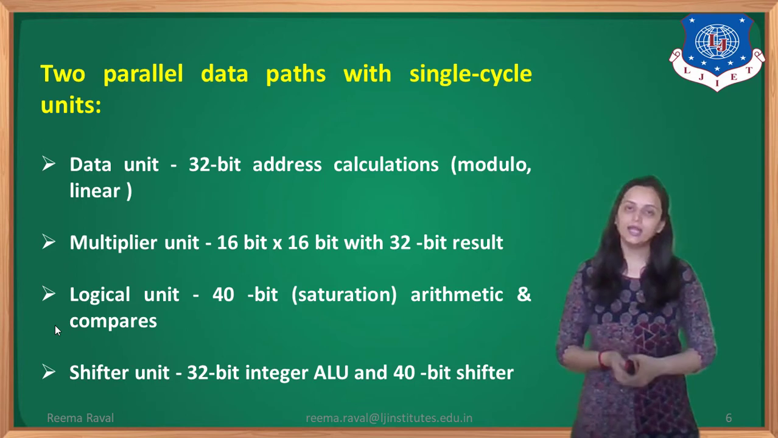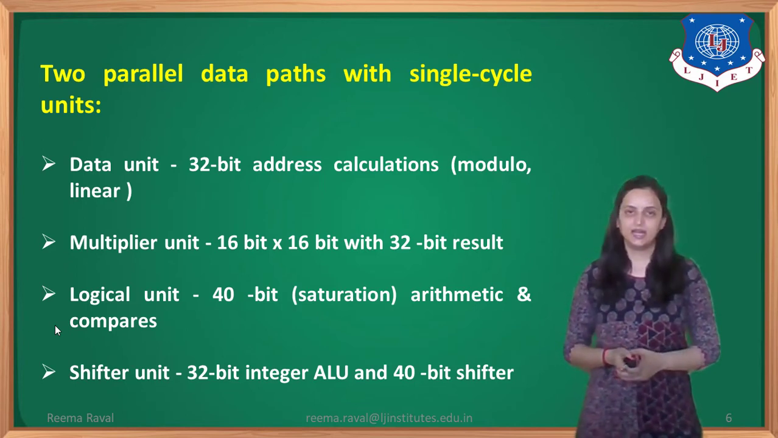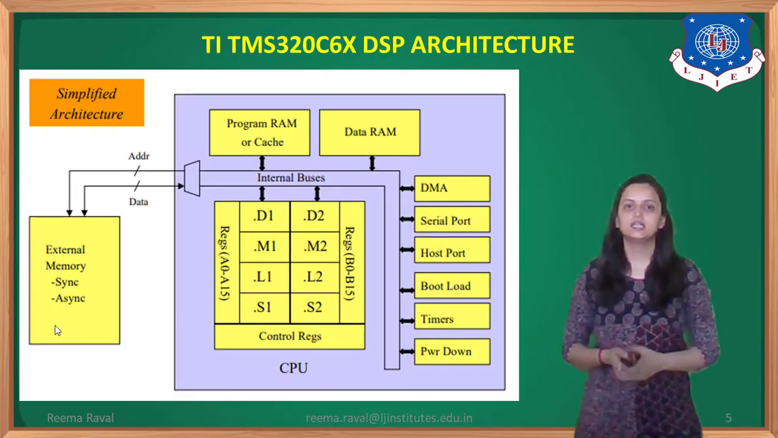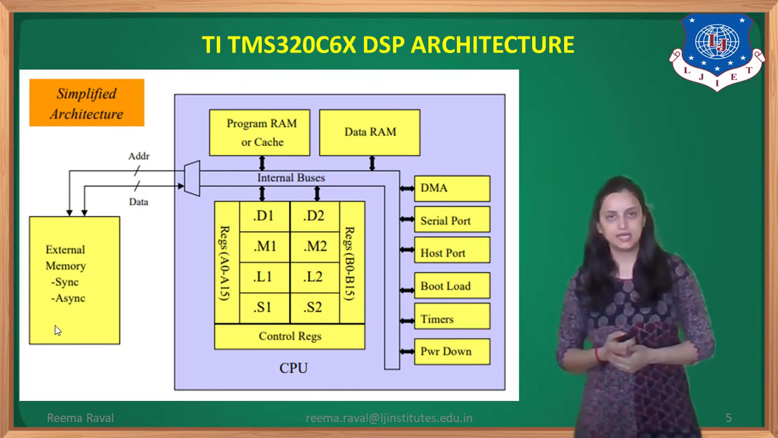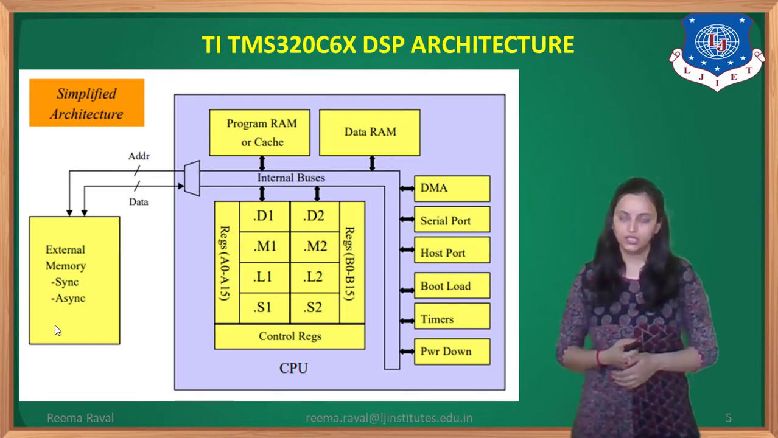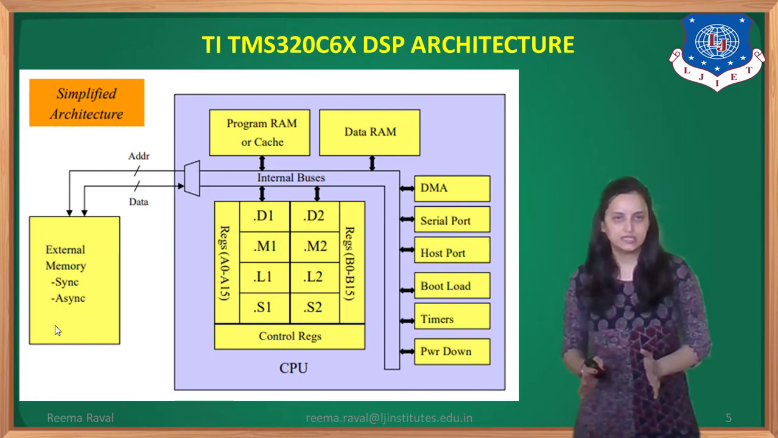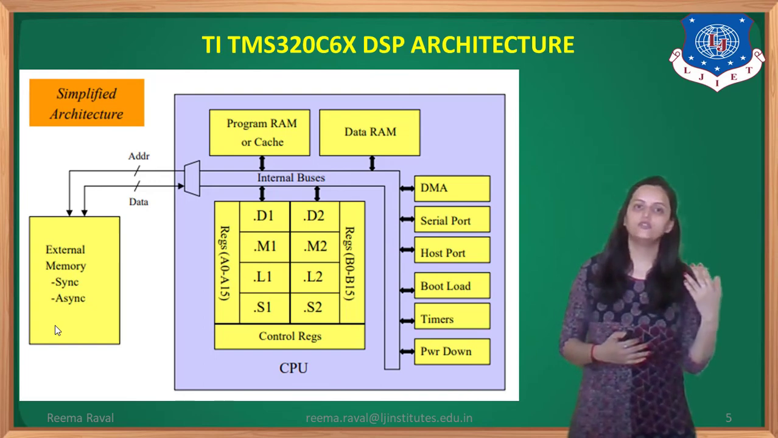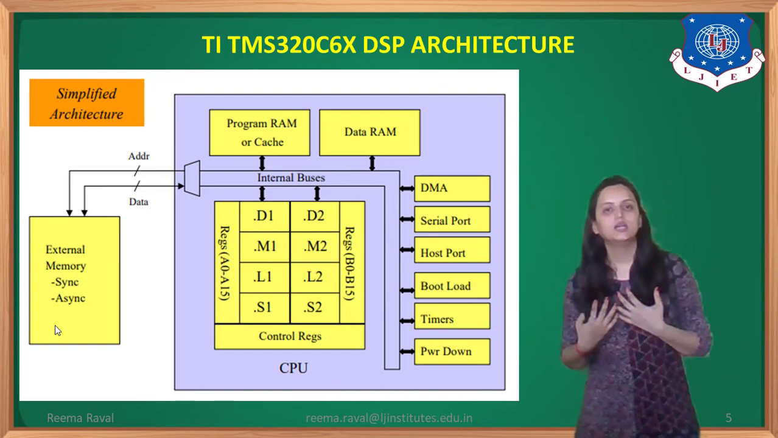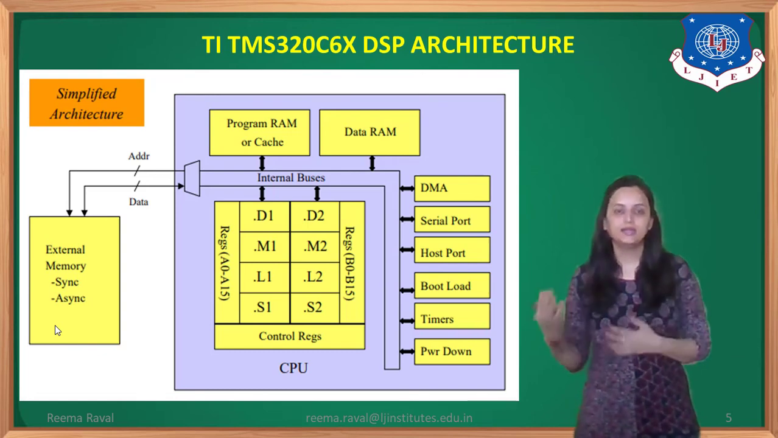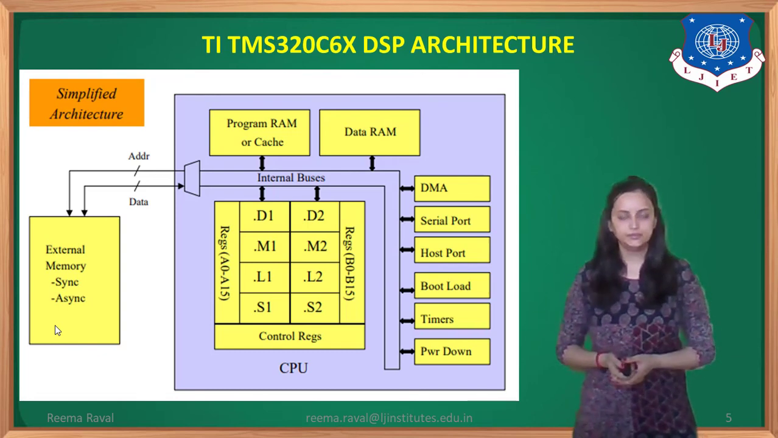I hope that the processor architecture shown here is clear to you now. This is the simplified architecture of the TI TMS320C6x DSP architecture. Try to remember the blocks in this architecture. What are the rows of registers over here? Serial port, host port, data RAM, program RAM and external memory also.